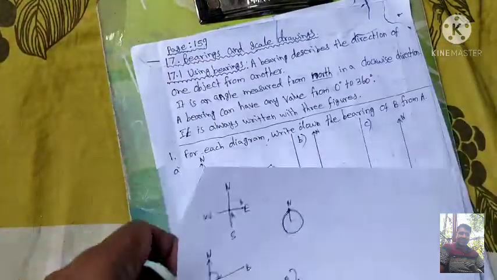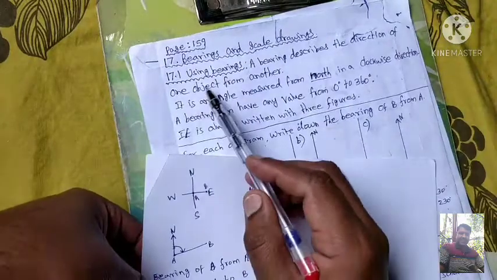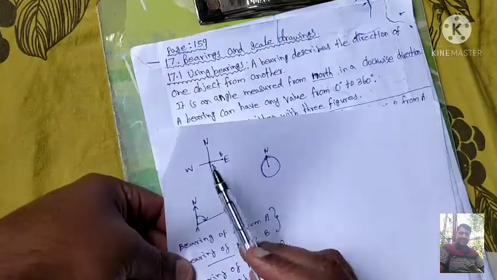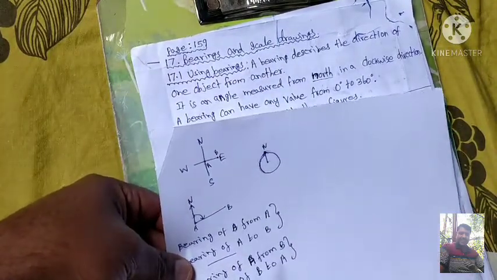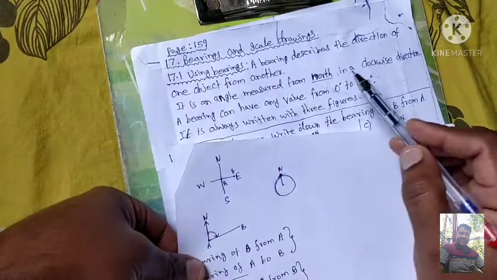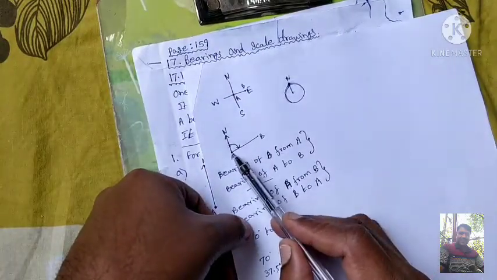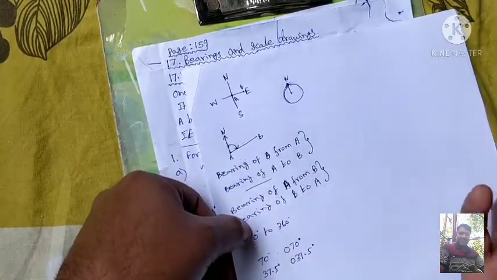So the first thing, a bearing describes the direction of one object from another. So one object from another object, we are going to find the direction. Okay. The second one, it is an angle measured from north in a clockwise direction. So if you are taking two objects, we are going to measure from the north side of the object.